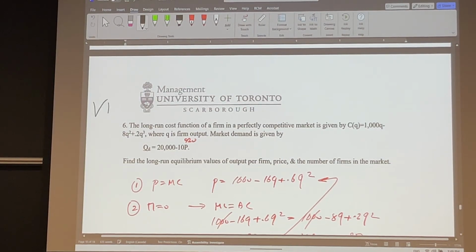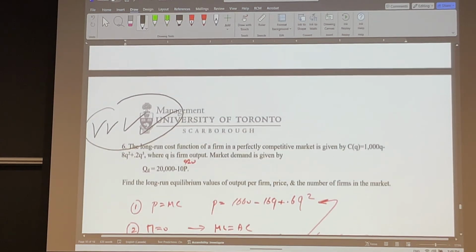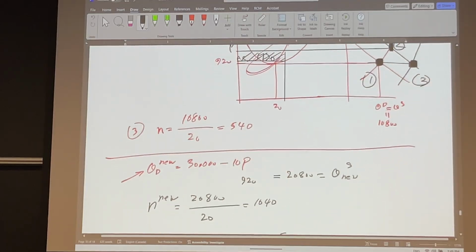That's a very nice one. I put check marks on it. Once it was on a final, I don't think this is on your quiz. This is not on your quiz. It might be next week though. Number 5 version is on your quiz, not number 6.